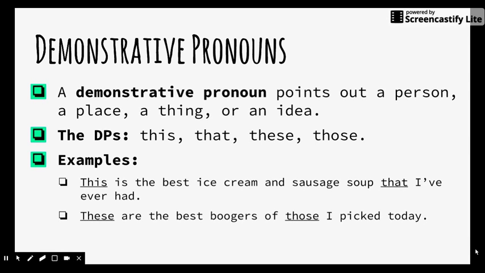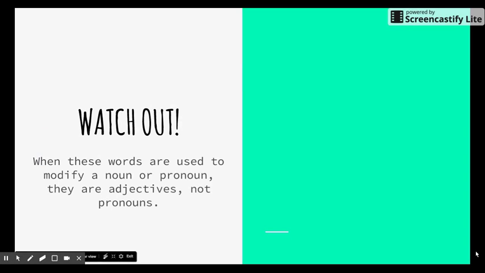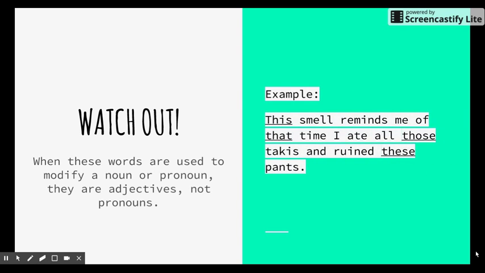But watch out. When these words are used to modify a noun or pronoun, they're actually adjectives and not pronouns. You know what would be cool? It'd be cool if I could come up with one example sentence that used all 4 of these demonstrative words like an adjective. I wonder if I could do that. Let's see if this works. This smell reminds me of that time I ate all those Takis and ruined these pants.